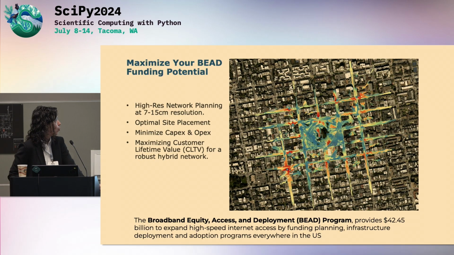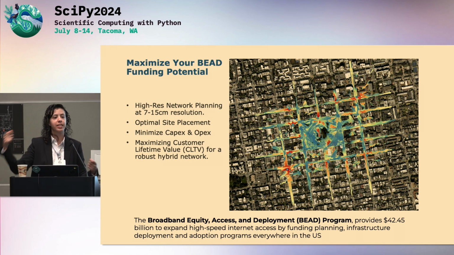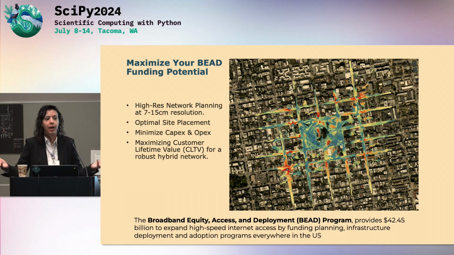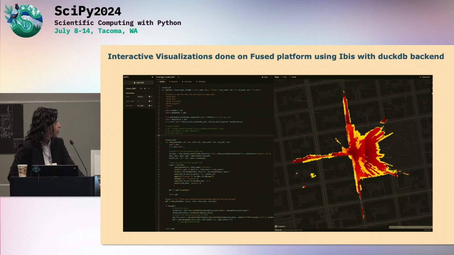So one of the things he does is try to maximize the BEAD funding potential, which I didn't know what BEAD was. BEAD is the Broadband Equity, Access, and Deployment program, where the government is investing an insane amount of money to expand high-speed internet access around the US by funding planning. So he can optimize where to put these antennas to provide access to the most amount of people, and this is using Ibis and DuckDB's spatial extension.